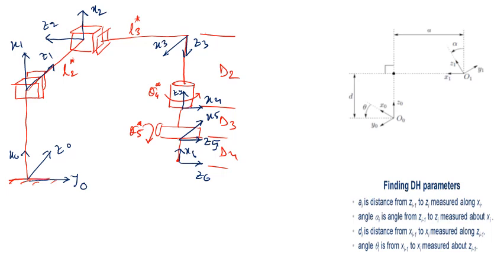So once you have this frame of reference, you can develop the DH table. Let me write down the DH table. So basically, let's make a border here.